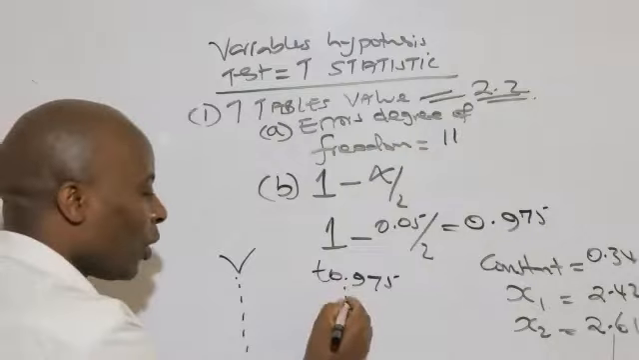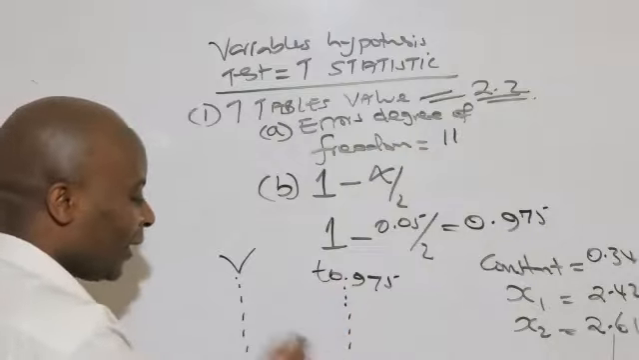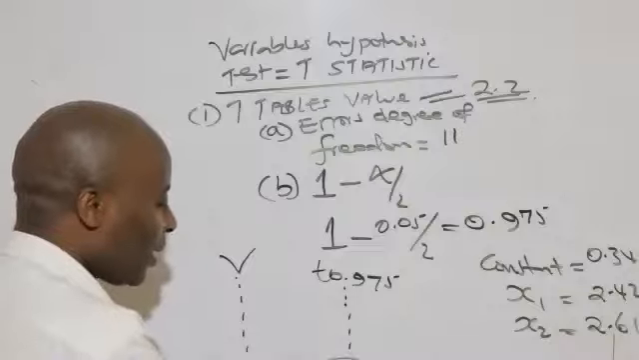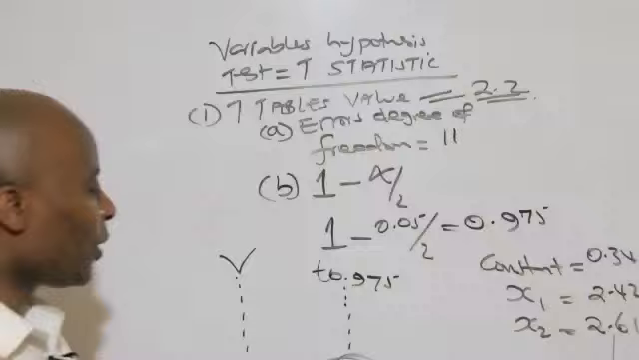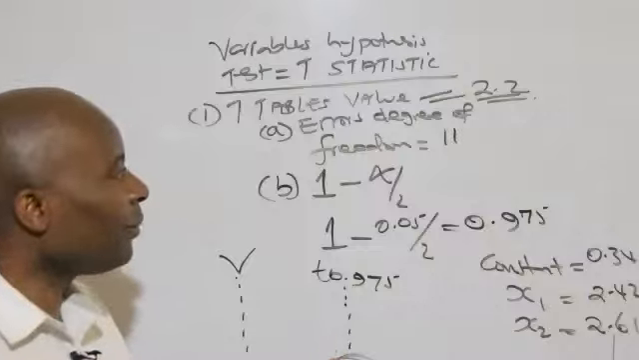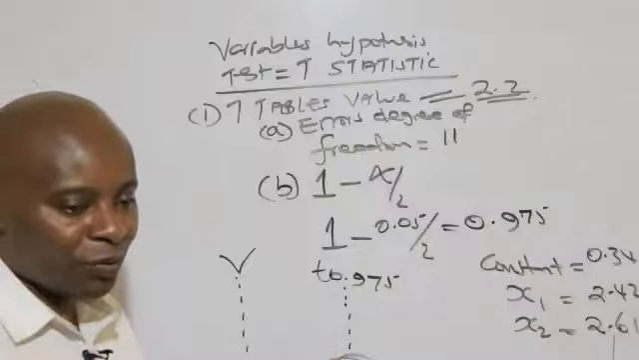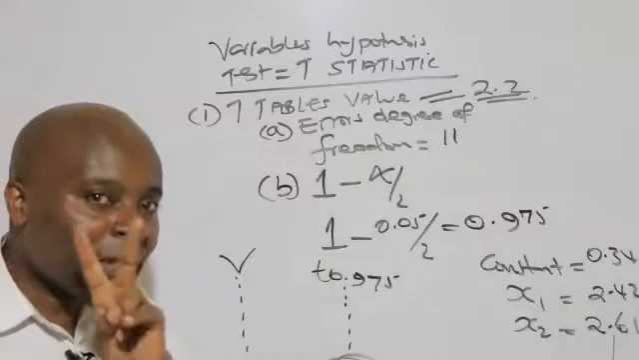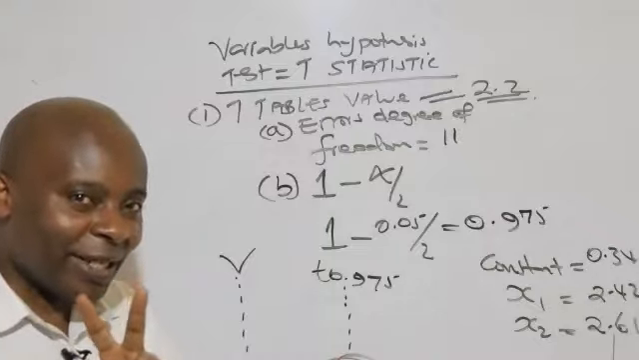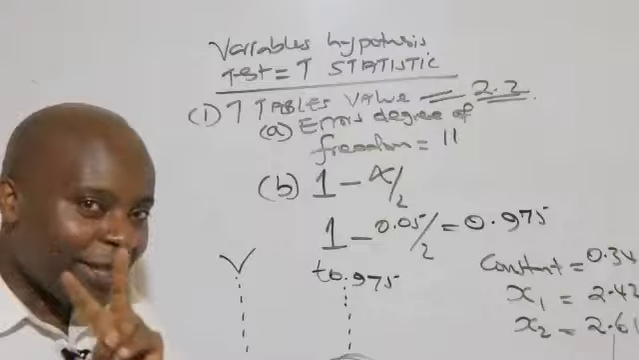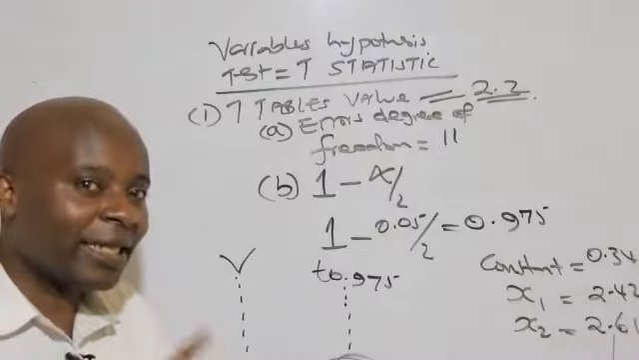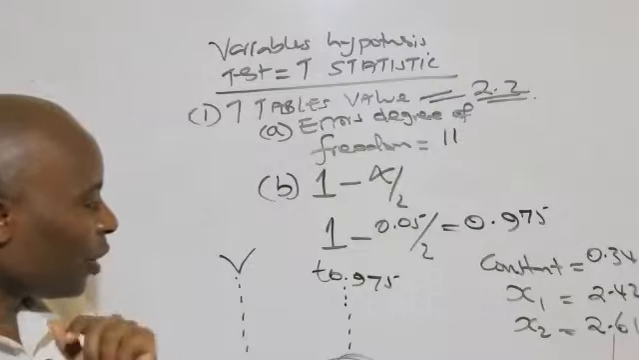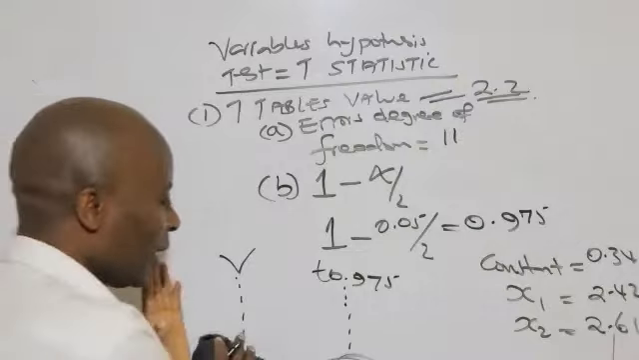And then, of course, you're walking parallel alongside. So you stop here. This figure at the intersection is what we call the T tables value. And remember, there are 2 types of T tables. You're supposed to know how to read both of them because the examiner can bring either table. I'll be showing you how to read them later. Both of them, I've sent them to you.